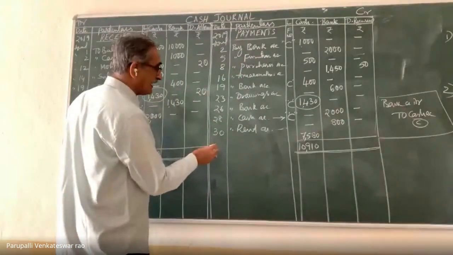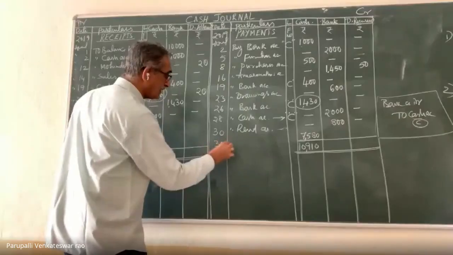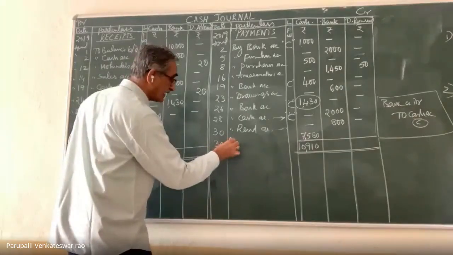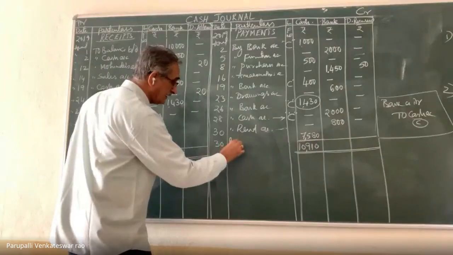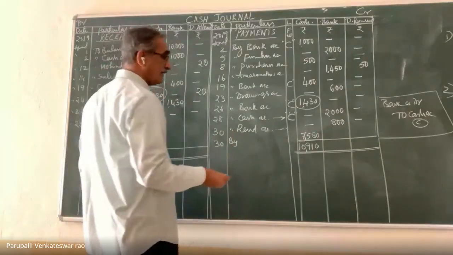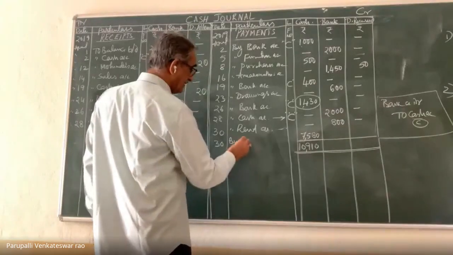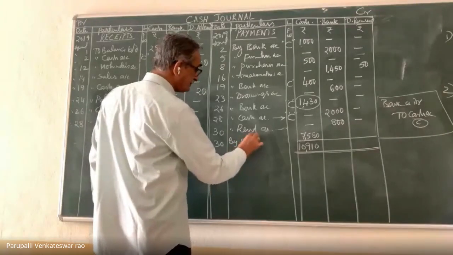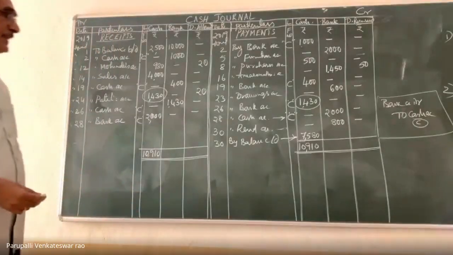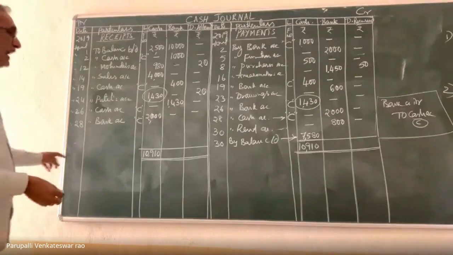How many days are there? April, last day is 30. April is 30th, so be careful to check the last day. Some months have 30 days, some months 31 days. February of course has 28 or 29 days. By balance carried down, 7,580 is the cash balance. So that will be after April.